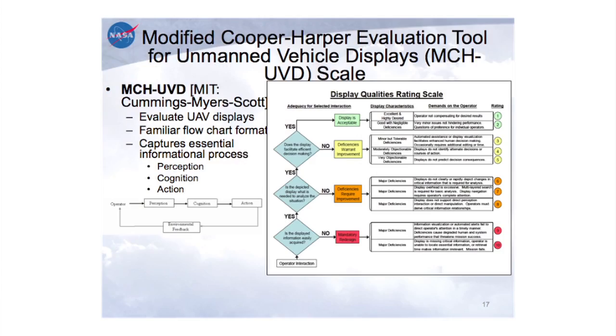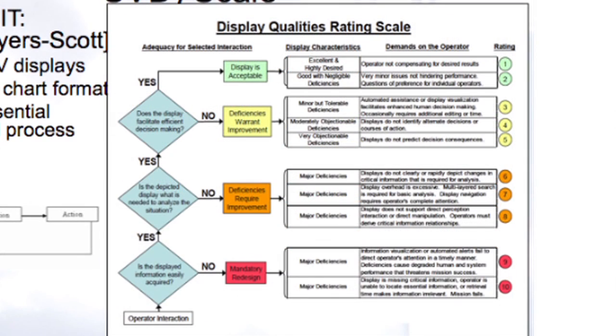For evaluation of the system, I use more traditional ways of evaluating this, which is the Cooper-Harper scale, PIO ratings. And to evaluate the actual display, which is very subjective, I use this modified Cooper-Harper tool, which was developed at MIT. It goes through the same flow pattern as the Cooper-Harper scale. So you come in and you answer some questions and it gives you a rating. So it gets rid of some of the subjective matter.